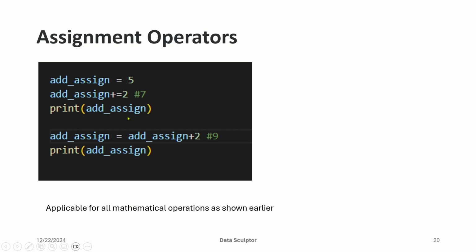Also, this is not only for addition, you can have this for multiplication, division and subtraction as well. So if you want to decrease the value by 2, you can write minus equals 2. So that means 5 minus 2 will give you 3. If you want to multiply, instead of plus, you have to mention the asterisk, and if you want to divide, you have to use the divide by. So all those operations are applicable here.